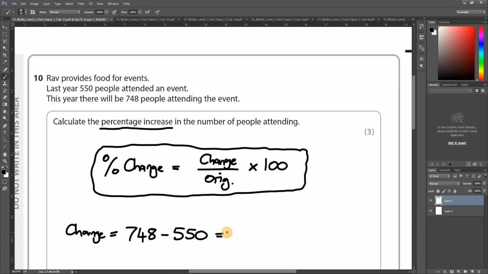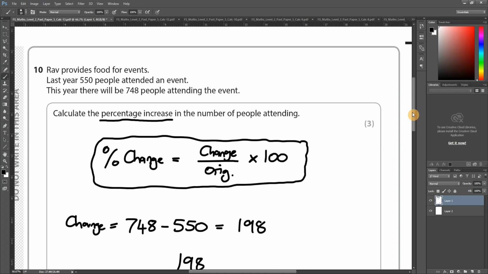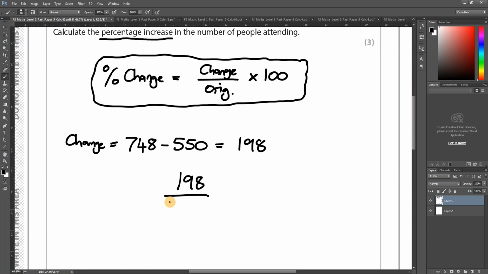Let's do that in the calculator. So 748, take away 550. That's 198. Okay, so now we can put it in the formula. 198 over the original. Well, what was the original? Let's go back to the question. Well, it was originally 550. That was last year. Yeah, so make sure you don't use the this year one. So the first value was 550. That goes there. Yeah, that was the original.